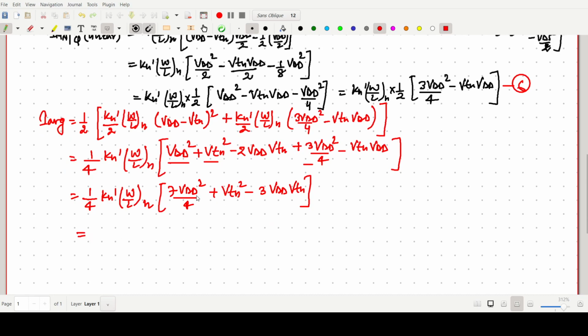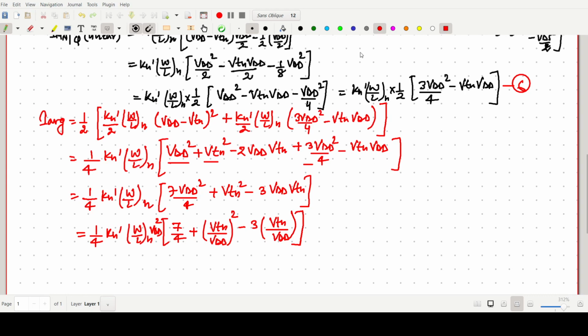If we take VDD square common, it can be written as 7 by 4 plus (VTN by VDD) whole square minus 3 VTN by VDD.